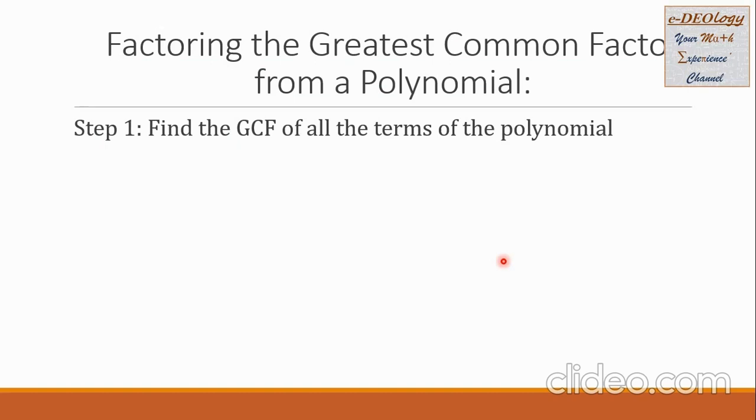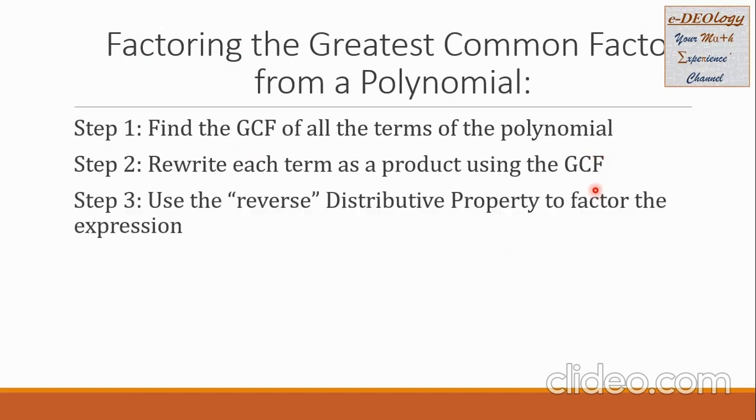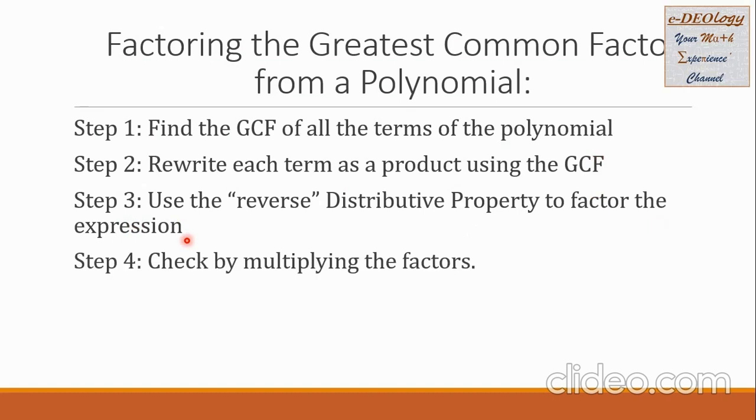We are going to follow some steps. Step 1 says, find the GCF, or the greatest common factor, of all the terms of the polynomial. Step 2, rewrite each term as a product using the GCF. Step 3, use the reverse distributive property to factor the expression. Step 4, check by multiplying the factors.